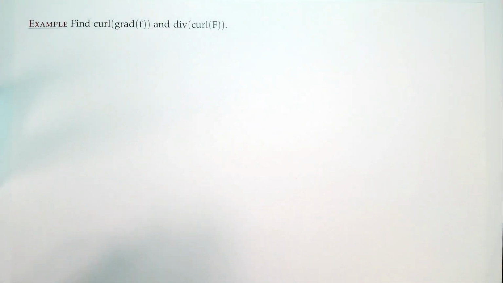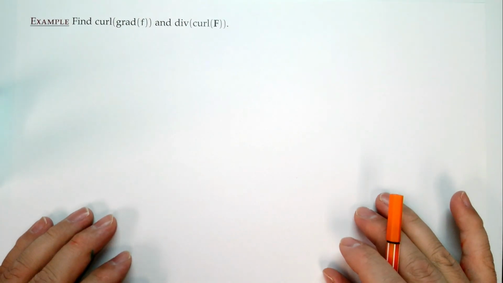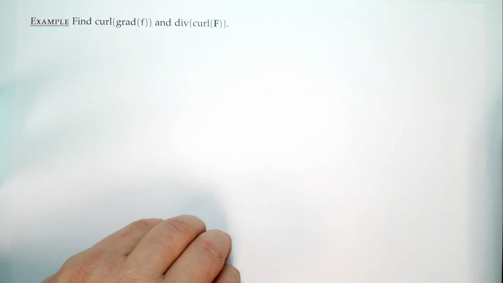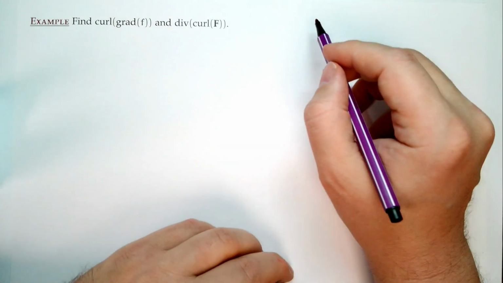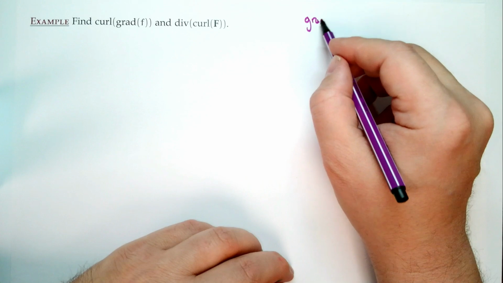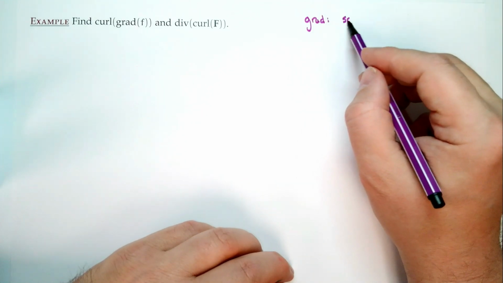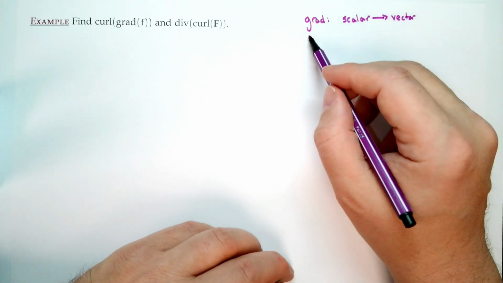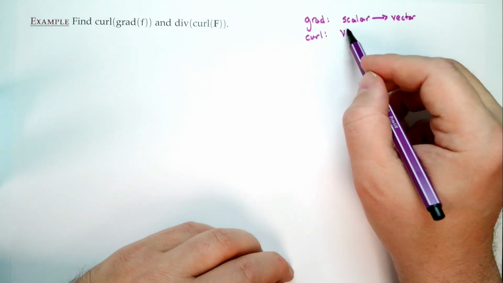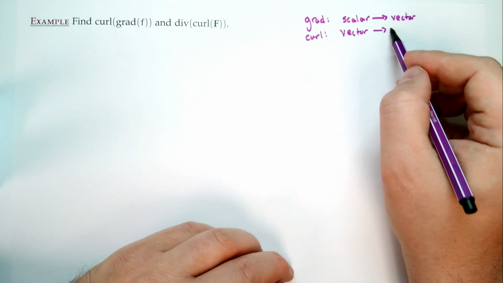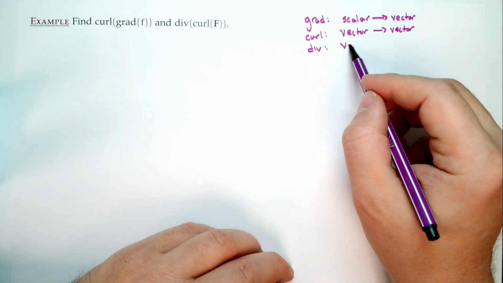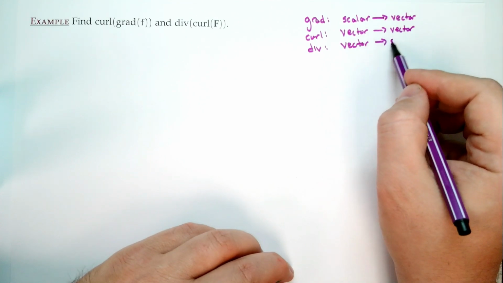All right, so let's find the following. We want to find the curl of the gradient of f and the divergence of the curl of f. So let's go through and talk about what happens. We're going to start with the gradient. The gradient does what? You start with a scalar function, and out comes a vector function. Now the curl says, let's start with a vector function, and out comes a vector function. And the divergence says, let's start with a vector function, and out comes a scalar function.